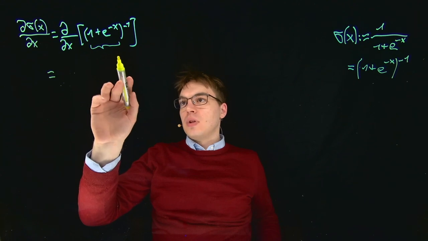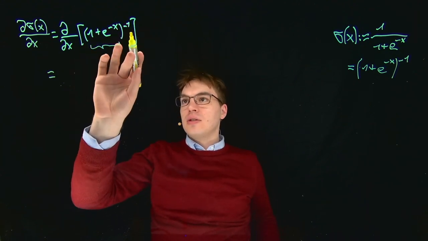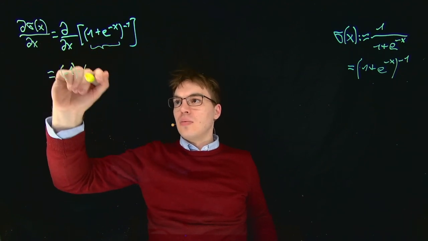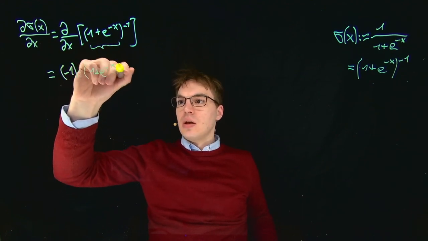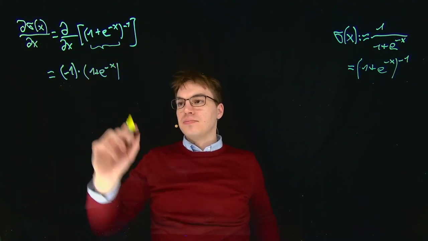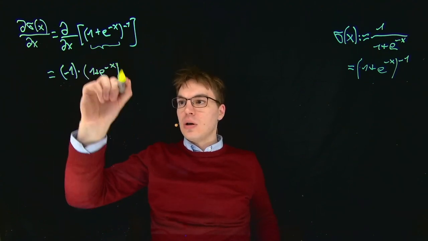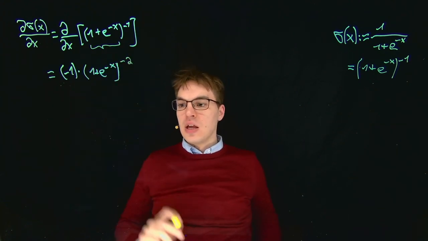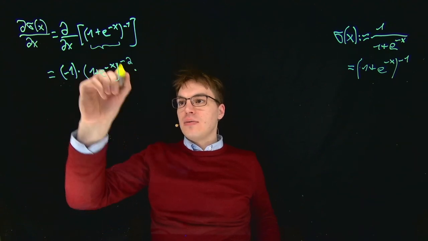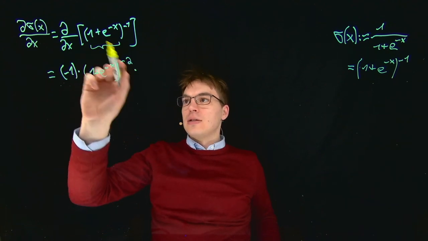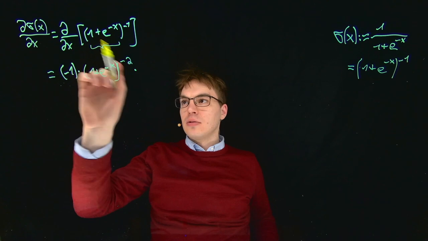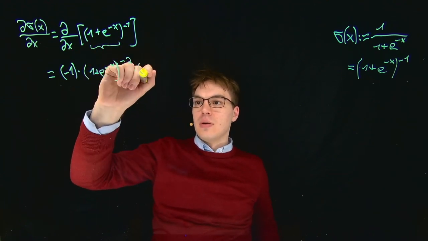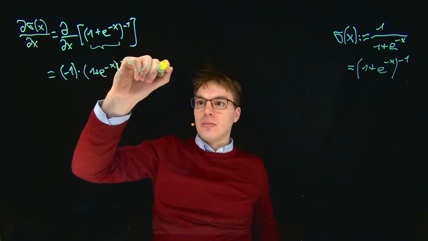So first the outer derivative. We get this minus one times this part again, but we have to lower our exponent by one, so from this minus one we get a minus two, and then we have to multiply with the inner derivative, and this is the derivative of this part. One is constant, and e to the power of minus x gets derived to minus one times e to the power of minus x.